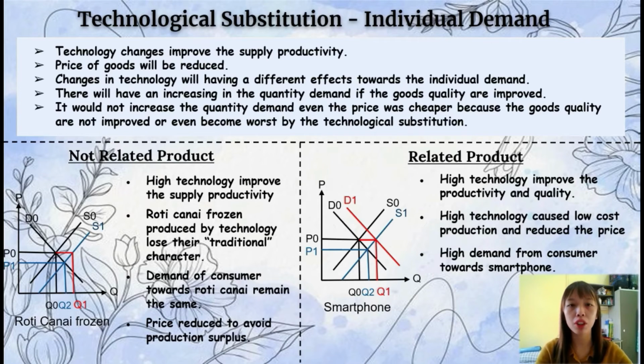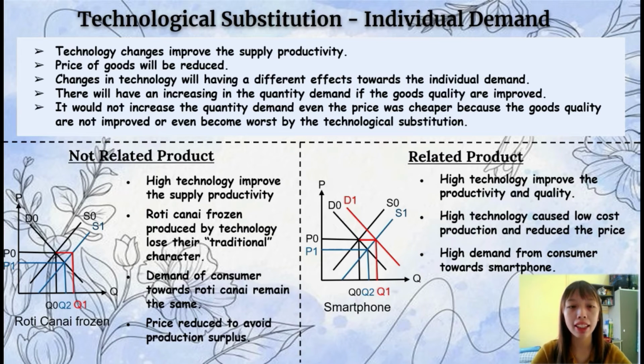So now I'm going to talk about the effect of technological substitution towards individual demand. By looking at the theory of microeconomics, technology change will improve the supply productivity. When productivity is improved, the quantity supplied will increase by using less input to maximize the supply. Thus, the cost of production is less and the price will reduce.